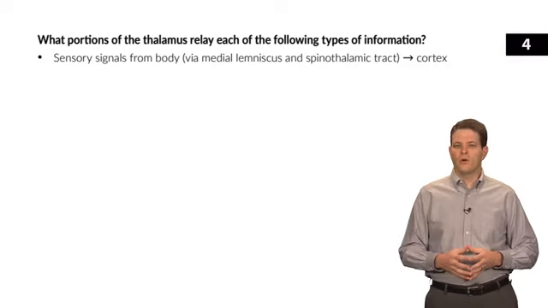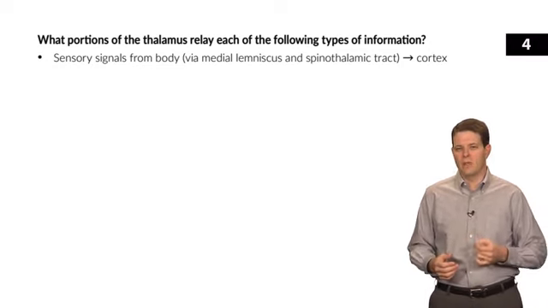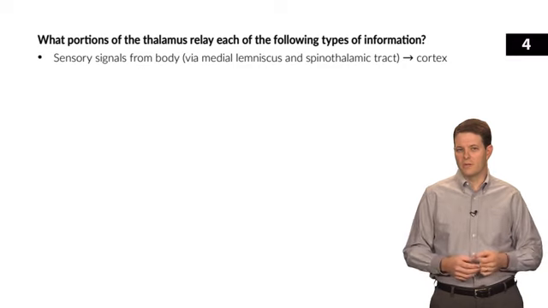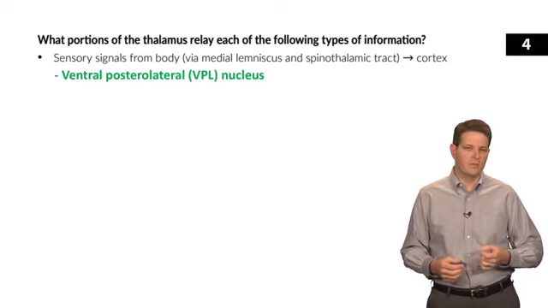In the study guide, there's a question that asks, what portions of the thalamus relay each of the following types of information? Again, this is not terribly high yield for step 1, maybe 2 stars. But it does show up from time to time, so let's go through these quickly. The first bullet is sensory signals from the body via the medial lemniscus and the spinothalamic tract to the somatosensory cortex. This is the ventral posterolateral nucleus, or the VPL.